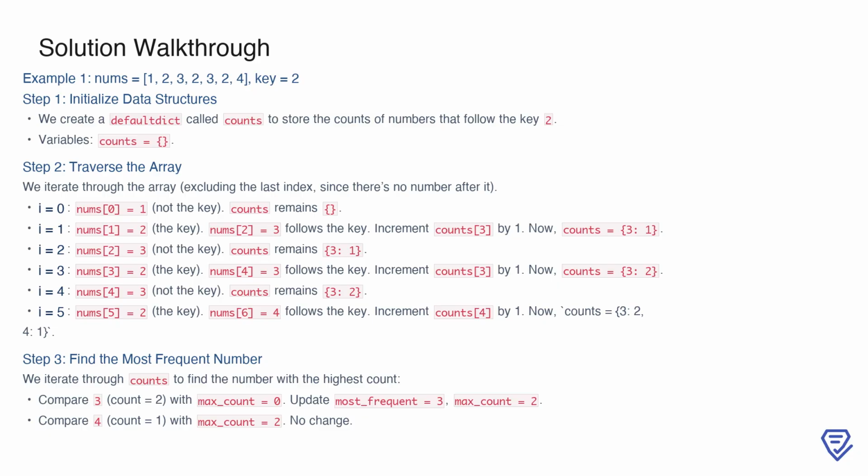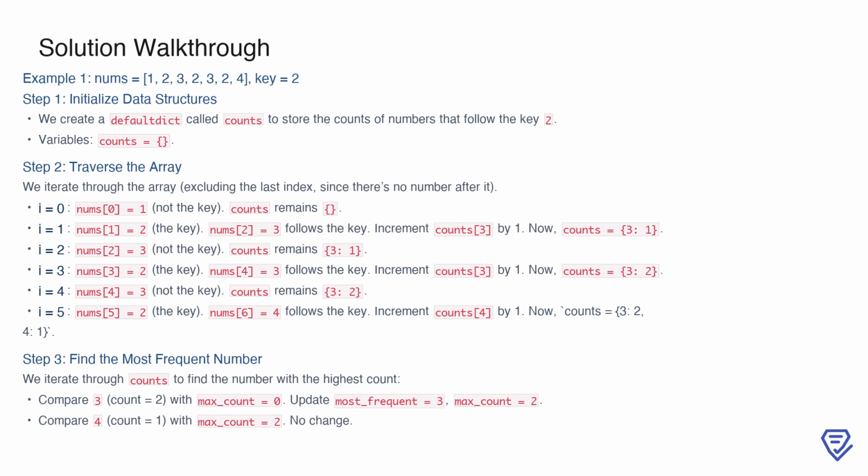For instance, when i is 1, the value at nums[1] is the key, 2. The next number in the array is 3, so we increment its count, making counts equal to {3: 1}. Later, when i is 3, the same process occurs, and the count of 3 increases to 2. Finally, when i is 5, the key 2 is followed by 4, so we increment the count of 4, resulting in counts being {3: 2, 4: 1}.